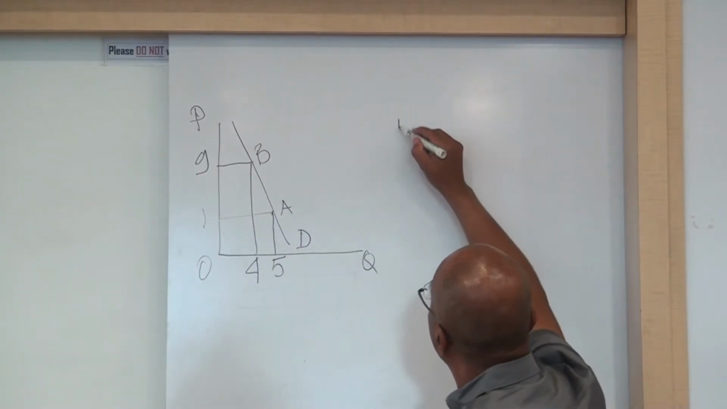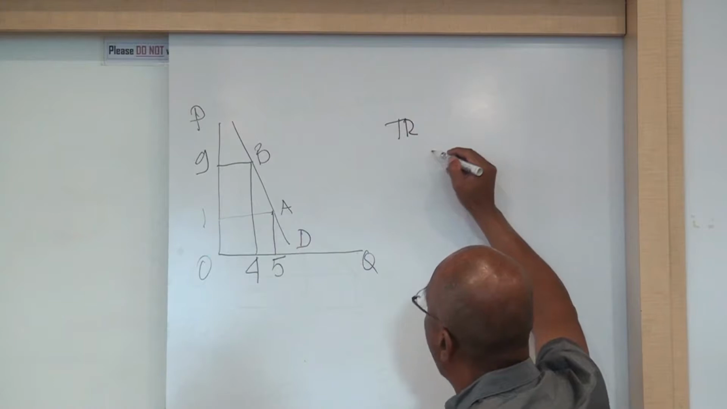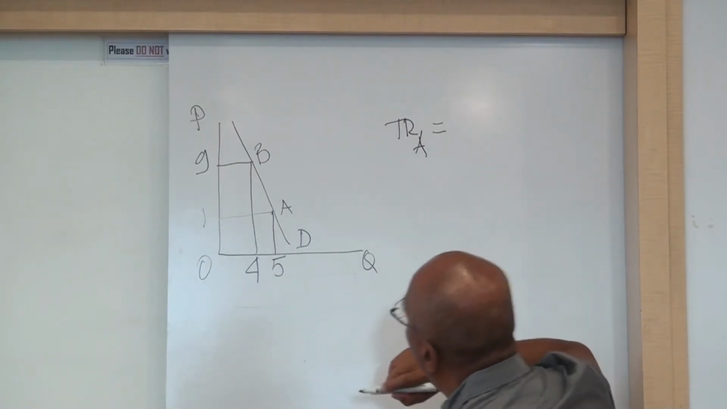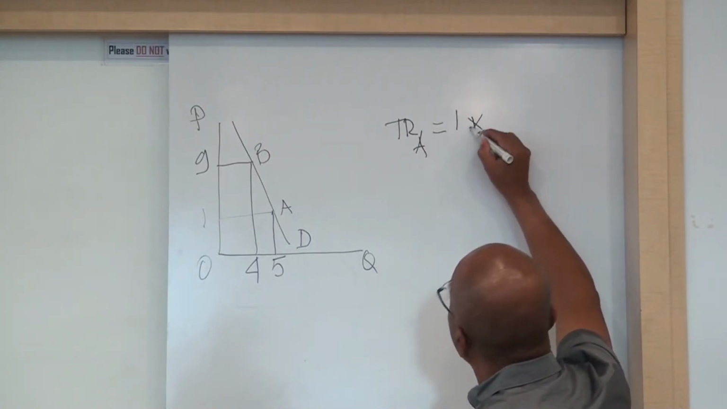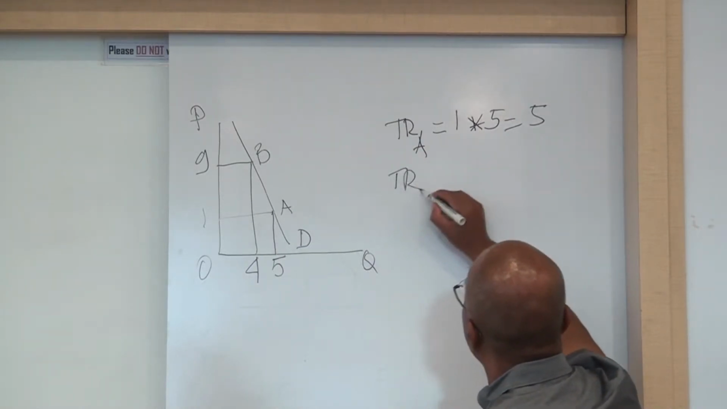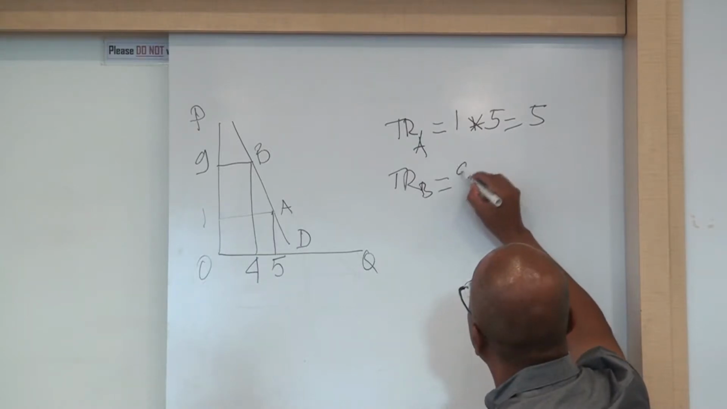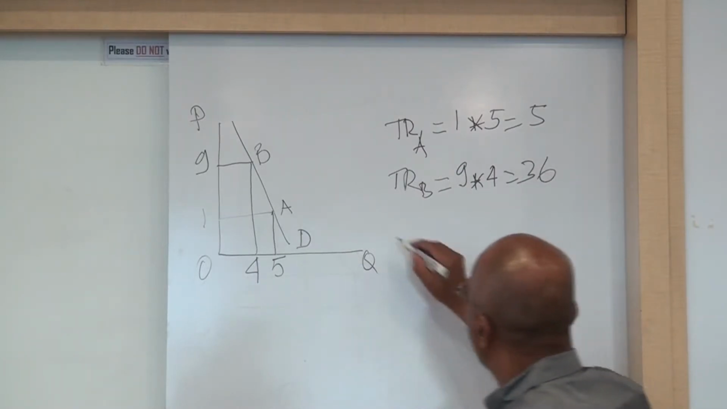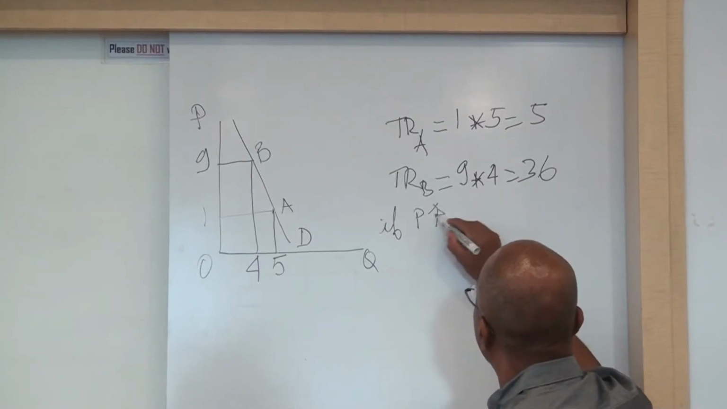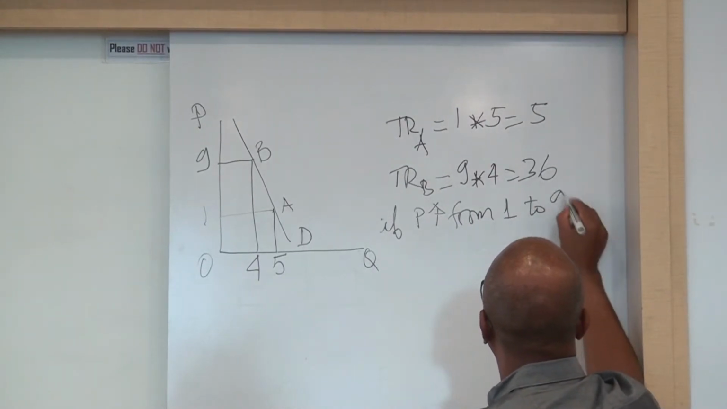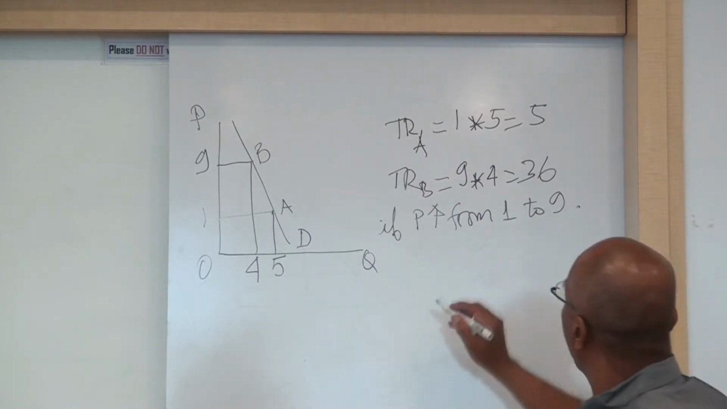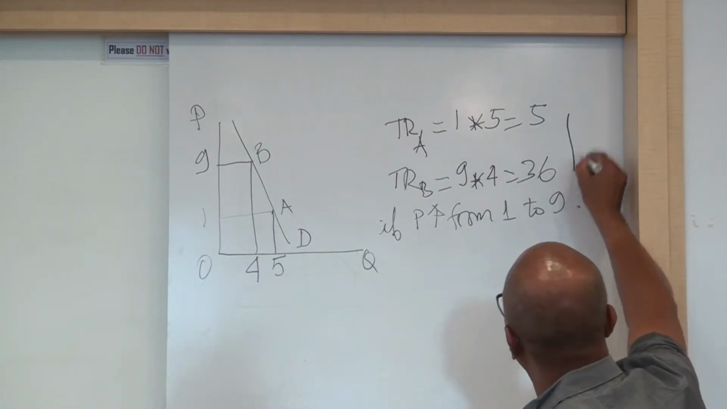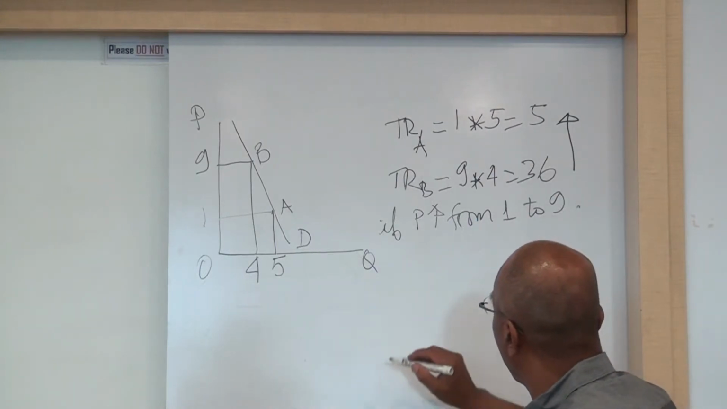So first of all, let's calculate total revenue at point A. P is equal to 1 times 5, that's equal to 5. Total revenue at point B is P equal to 9 times quantity equal to 4, that is 36. And if we assume that price increases from 1 to 9, as you could see here, then total revenue is also increasing.